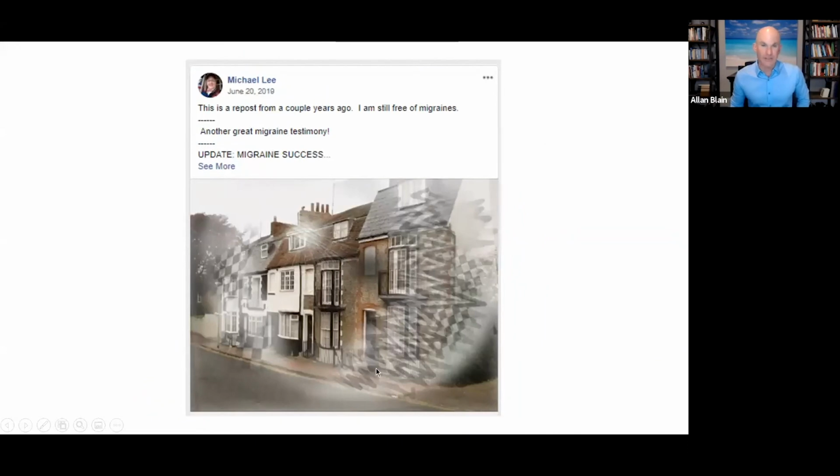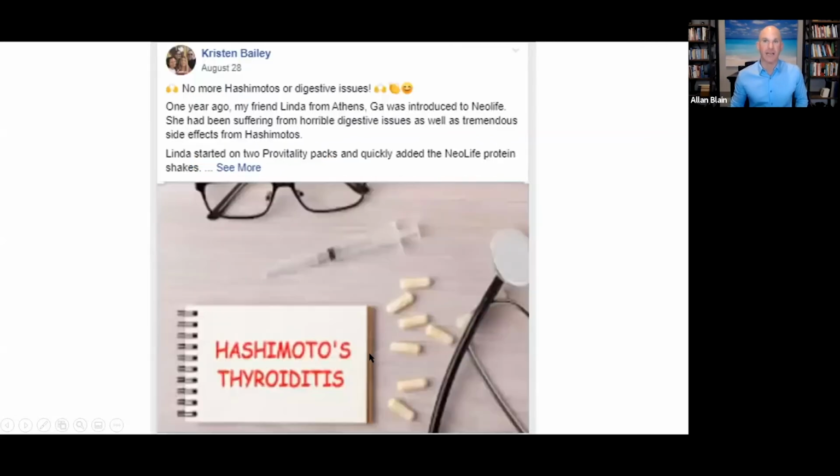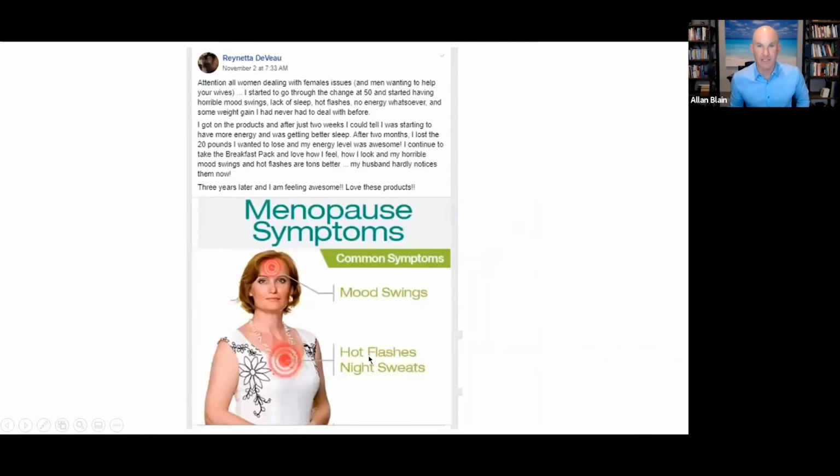Michael Lee did a great job adding a picture that's not even a picture of him. Ideally it's a picture of the person posting it, but it can be a picture of something relating to the topic. In this case, migraine headaches. In this case, Hashimoto's, Kristen Bailey. In this case, menopause symptoms by Renetta DeVoe. Great job, all of you.